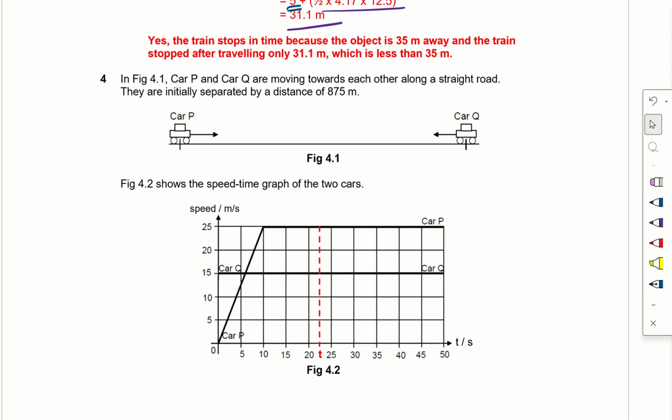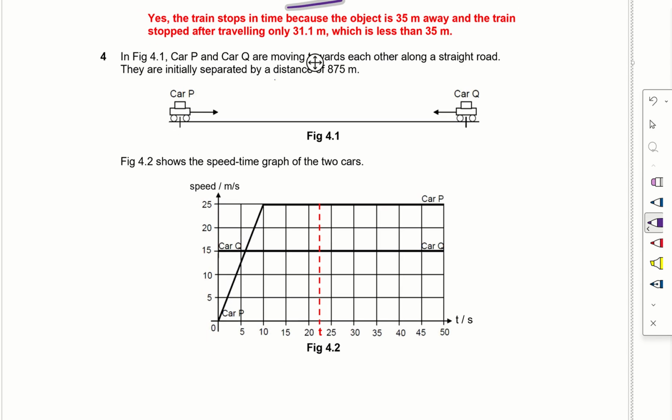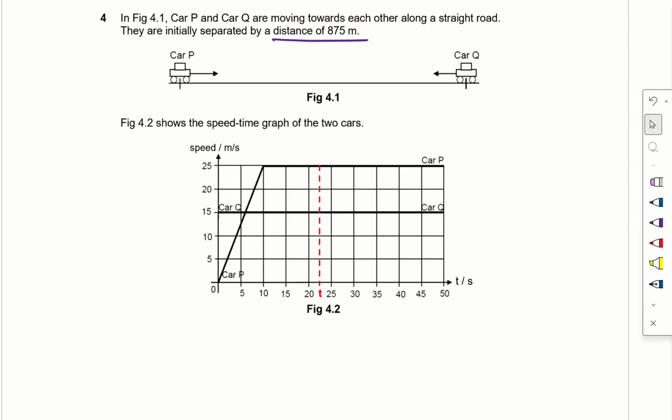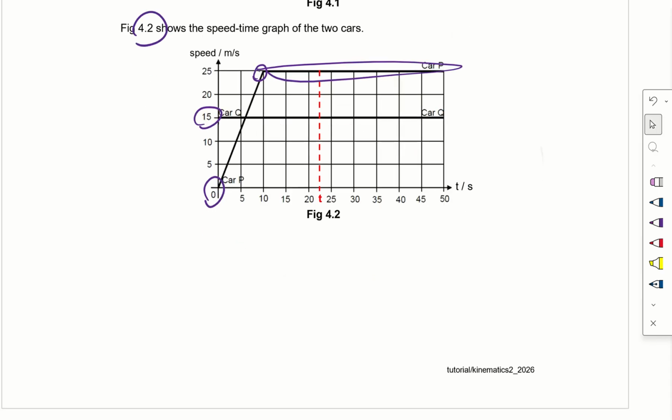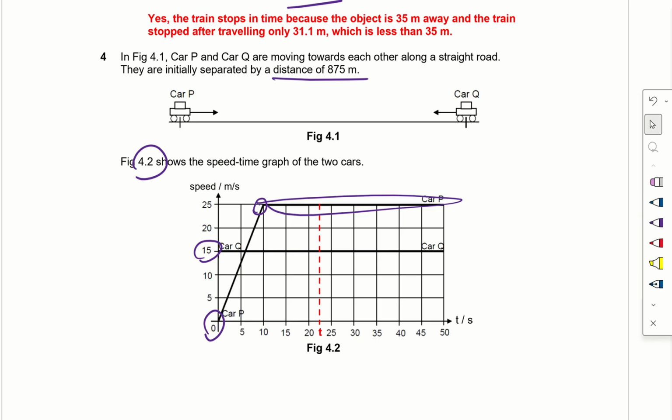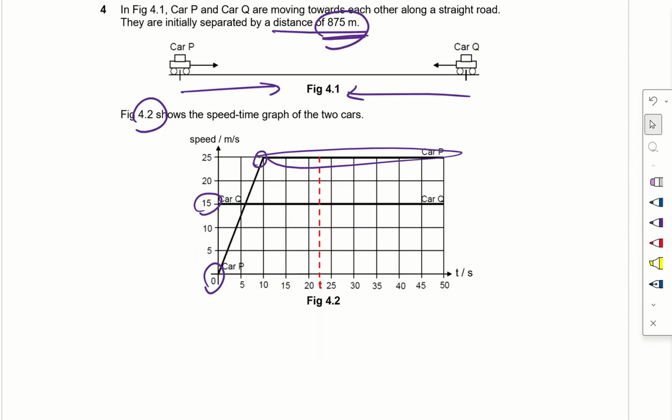Car P and Q are moving towards each other along a straight road. They are initially separated by a distance of 875 meters. Figure 4.2 shows a speed-time graph. So car P is more complicated. Basically, it accelerated from 0 to 25 within 10 seconds, and then it travels with a constant speed of 25 meter per second. But car Q started off with 15 meter per second, and it just carries on like that. So the area under the graph for car P and Q when they meet must be equal to 875 meters, because they each travel a certain distance and they must cover 875 meters together.